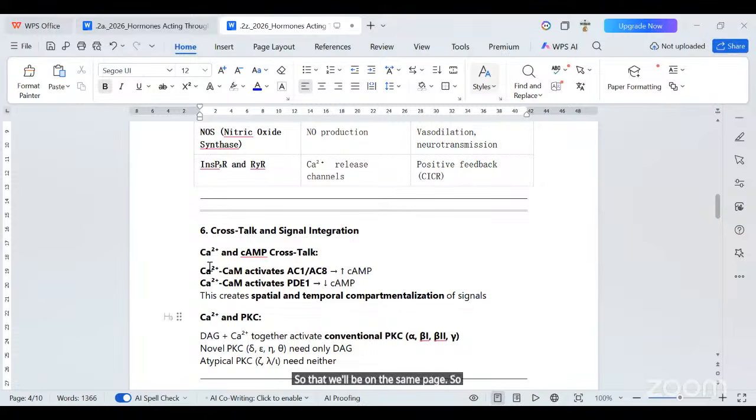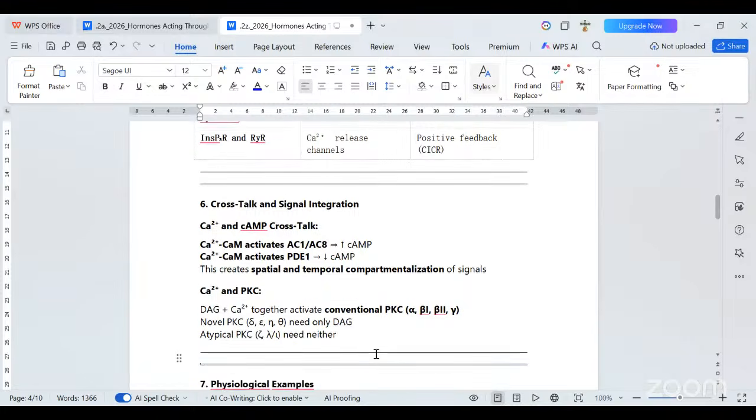So we say when calcium-calmodulin complex activates AC1 and AC3, cyclic AMP is increased. And when calcium-calmodulin complex activates PDE instead, cAMP is reduced. Okay, so that is how calcium-calmodulin complex is related to cyclic AMP.